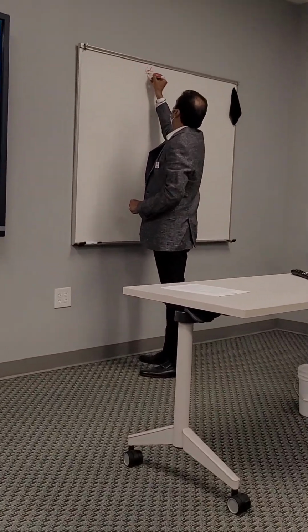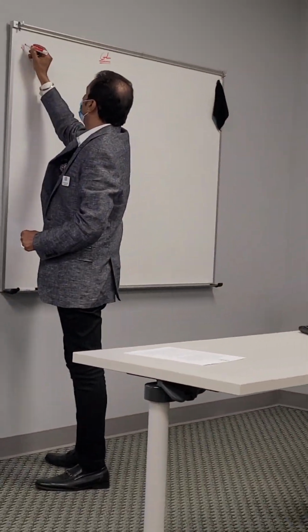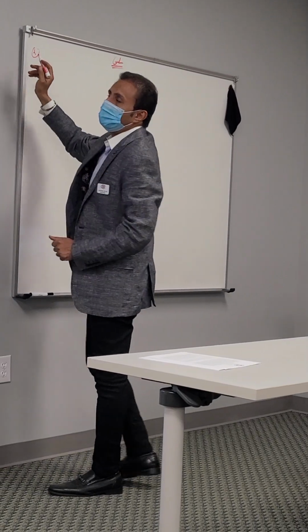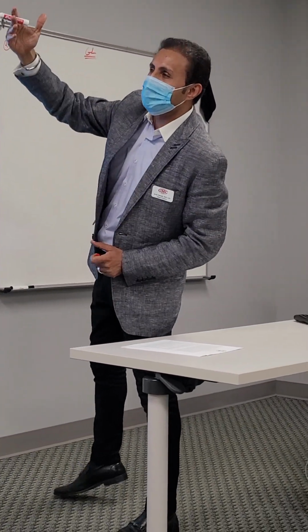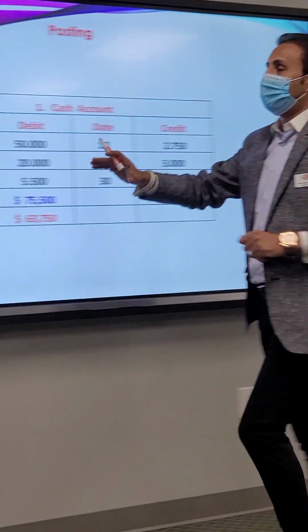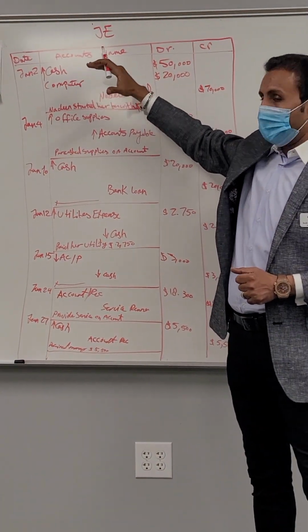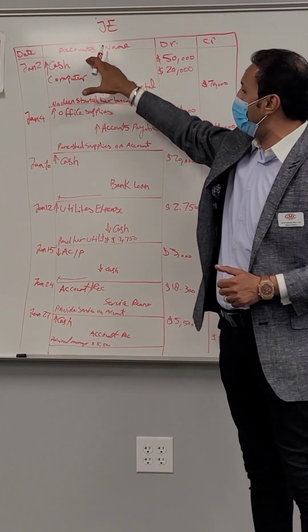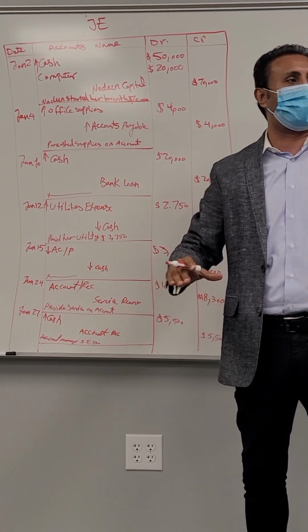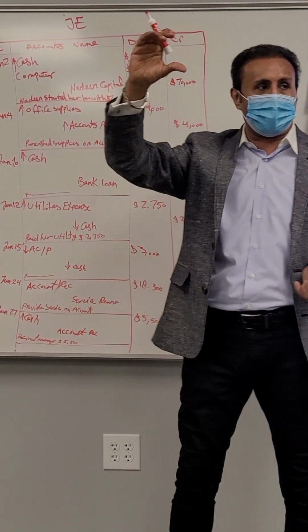General ledger account posting. Start with number one, table one. In table one, we have to create cash. From posting from the journal entries, in order to prepare the general ledger account, we post each account in the general ledger account to get the account balance.